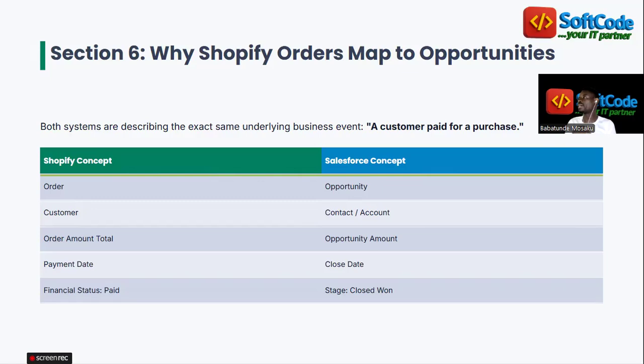So why are Shopify orders mapped to opportunities? Both systems are describing the exact same underlying business event: a customer paid for a purchase. From the Shopify perspective, the order equals the opportunity on the Salesforce side. The customer is the contact or the account. The order total amount is the opportunity amount. The payment date is the close date, whereby the financial status is the closed one, and Shopify is the source. I think I've mentioned that earlier anyway.